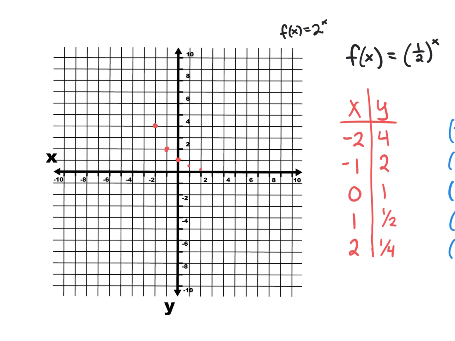What do you notice about this graph? I heard someone say it. It's going the opposite direction. Compare your two XY tables. What happened? The y values inverted themselves. Okay, so instead of increasing, your y values are decreasing this time.